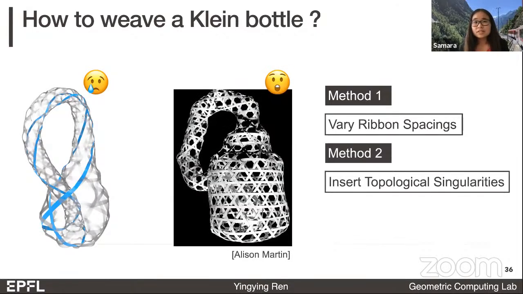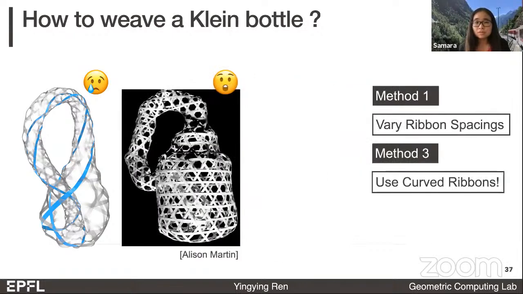Alison actually created this model before this project started. She inserted the singularities based on her intuition, and I think it's actually quite amazing that it's possible to weave a Klein bottle with straight ribbons only. But as you can see, the shape is not smooth because topological singularities are inherently discrete and cause curvature concentrations. So let's see the results with the final remedy of using curved ribbons.